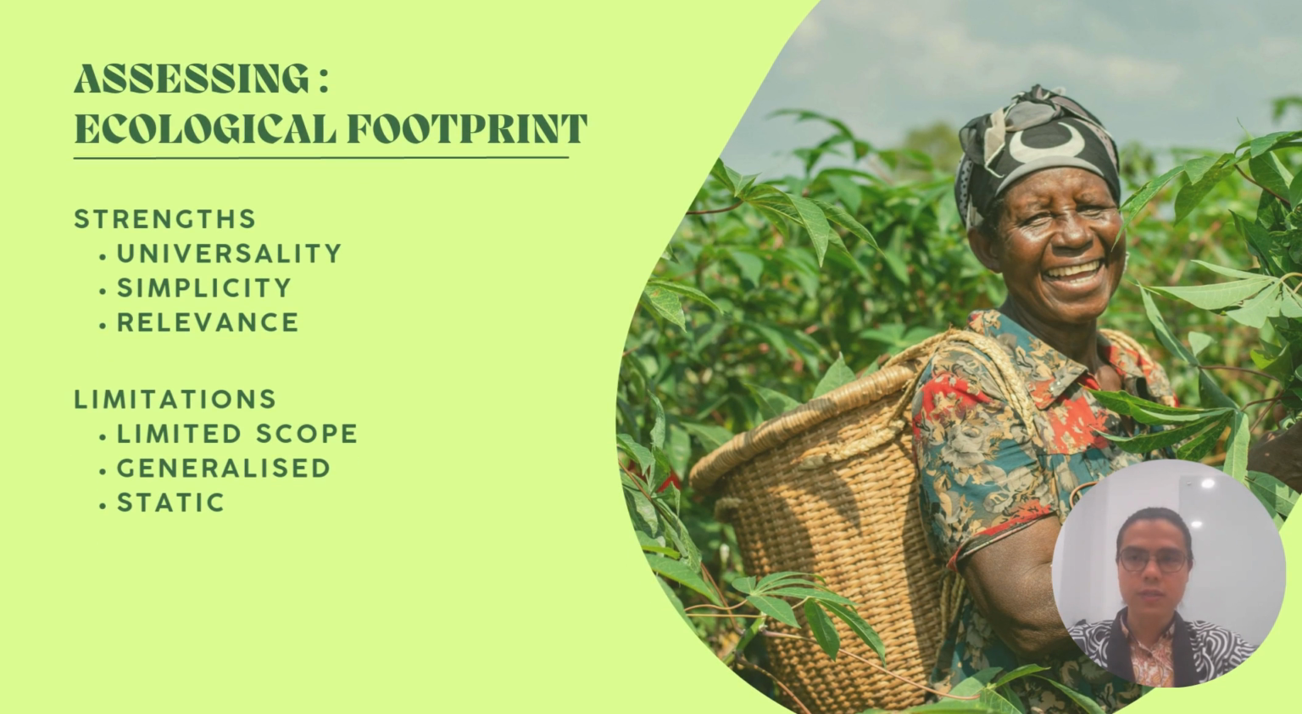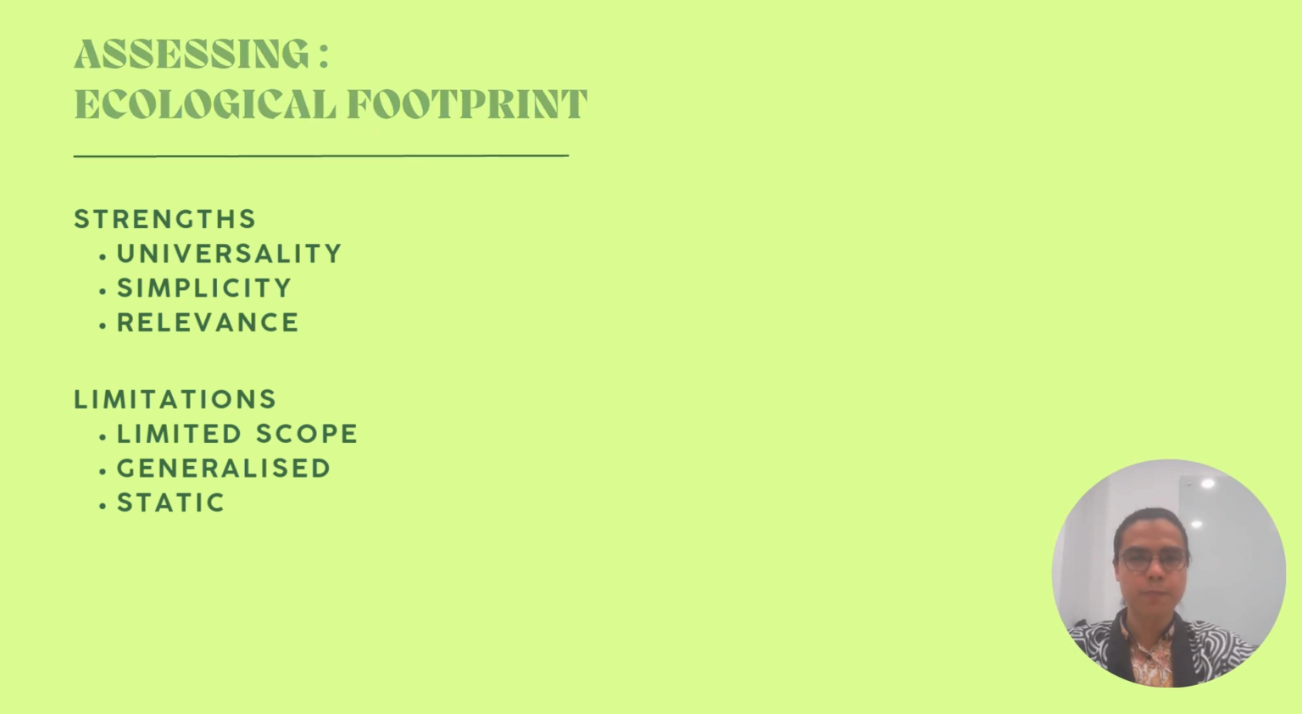Ecological footprint provides a simple, universal measure of how much of Earth's regenerative capacity we use. Its clarity makes it an excellent tool for communicating overall resource demand and waste production to both policymakers and the public. However, it primarily focuses on biophysical factors, often overlooking important issues such as biodiversity loss, pollution, and social equity. Additionally, it offers a static snapshot of resource use rather than capturing dynamic changes over time.